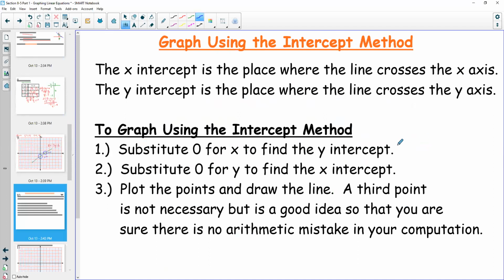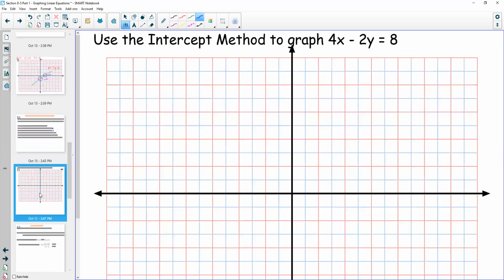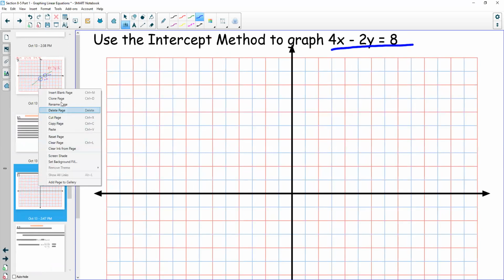So to do this, we do what we just did, really. We put in 0 for x, we put in 0 for y, and we plot the points. This is a different method technically than plotting points because you're strategically trying to find the intercepts, but sometimes it's just naturally what we do, right? So I am going to change the slide. Use this method to graph 4x minus 2y equals 8. Okay, so I'm going to put a new slide in here.